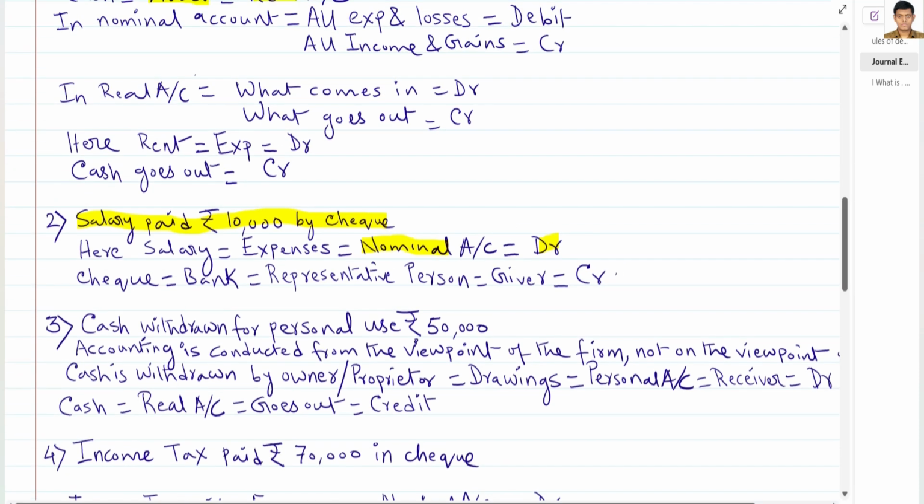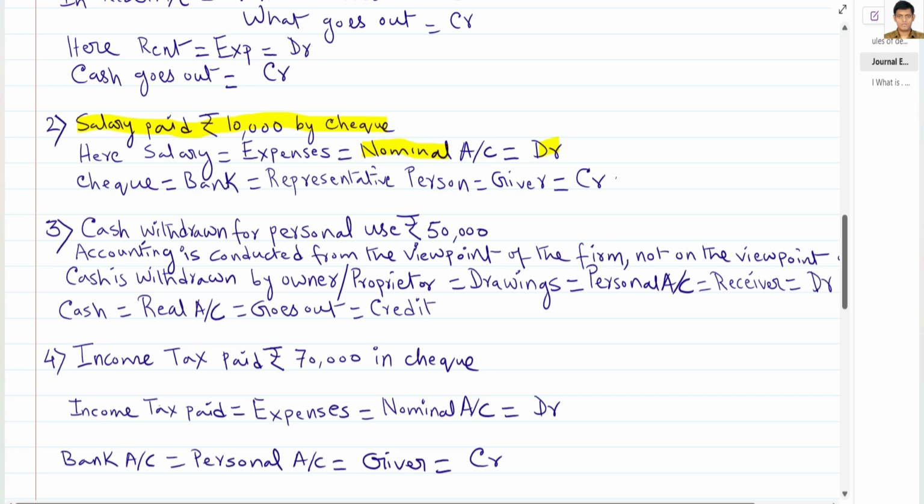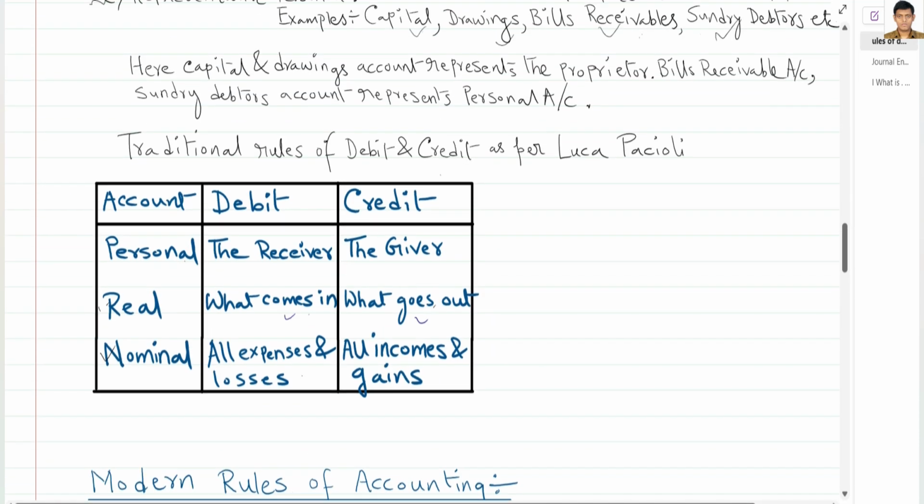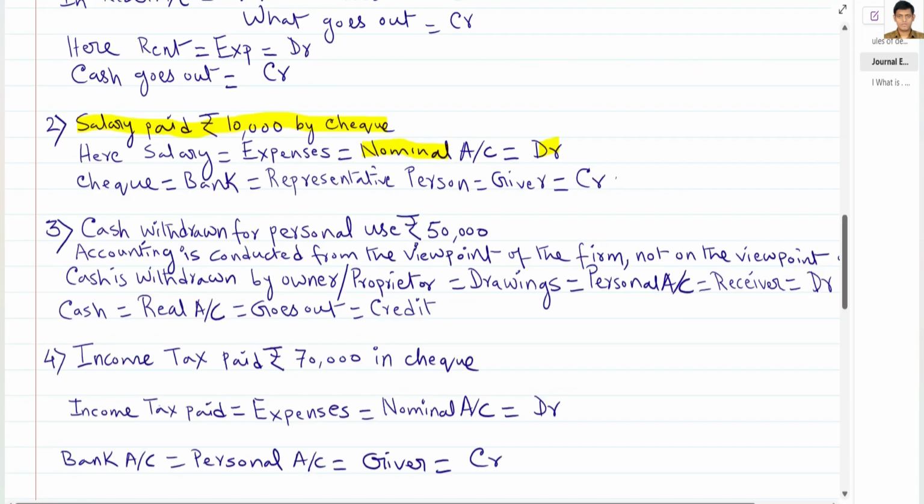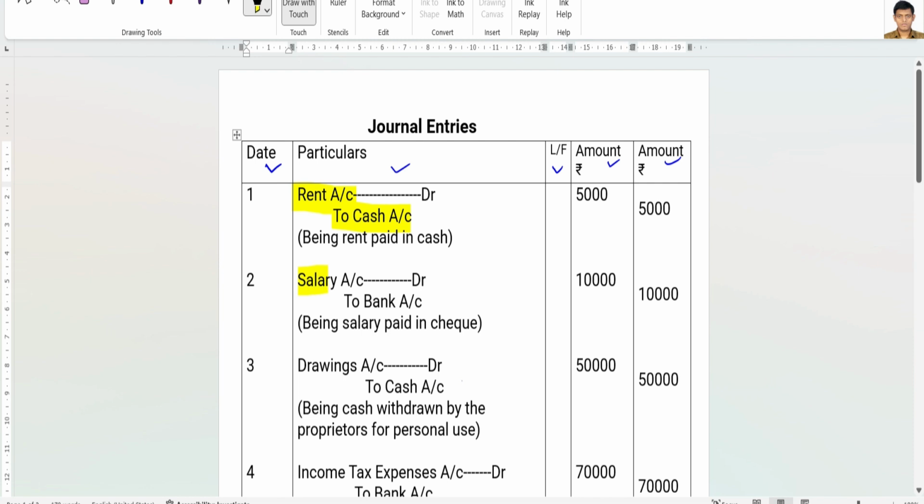And check means bank, because when I issue a check, then my bank account will be reduced. So here check represents bank, and bank is a representative personal account, as I have explained earlier in the previous video. And in case of personal account, what will happen? Personal account means debit the receiver, credit the giver. And here in this journal entry, bank is the giver. Bank is giving money on our behalf. So the bank will be credit. So the journal entry will be salary account debit to bank account, rupees 10,000.